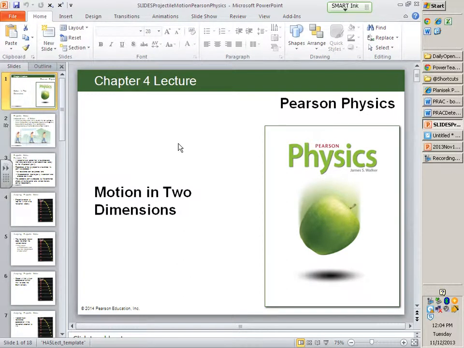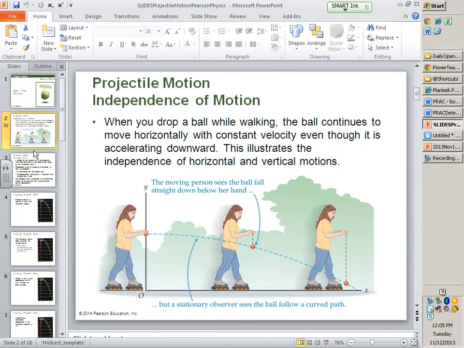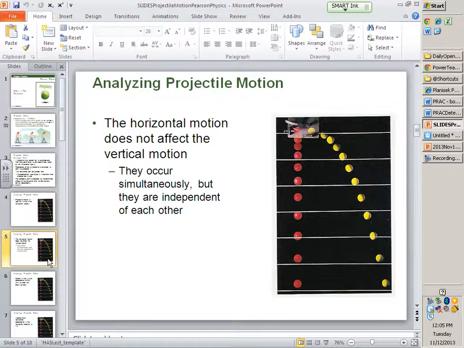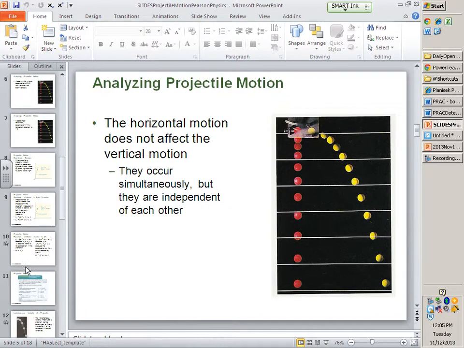So, yesterday, we began our discussion of motion in two dimensions. And we saw several examples and talked about the fact that when an object is moving in two dimensions, it is doing two things at the same time. There's a vertical motion, there's a horizontal motion, and those two things are happening simultaneously. But they also don't affect one another. They are independent of one another. Yes, they're occurring at the same time, but just because one is occurring doesn't mean it affects what the other thing is doing.